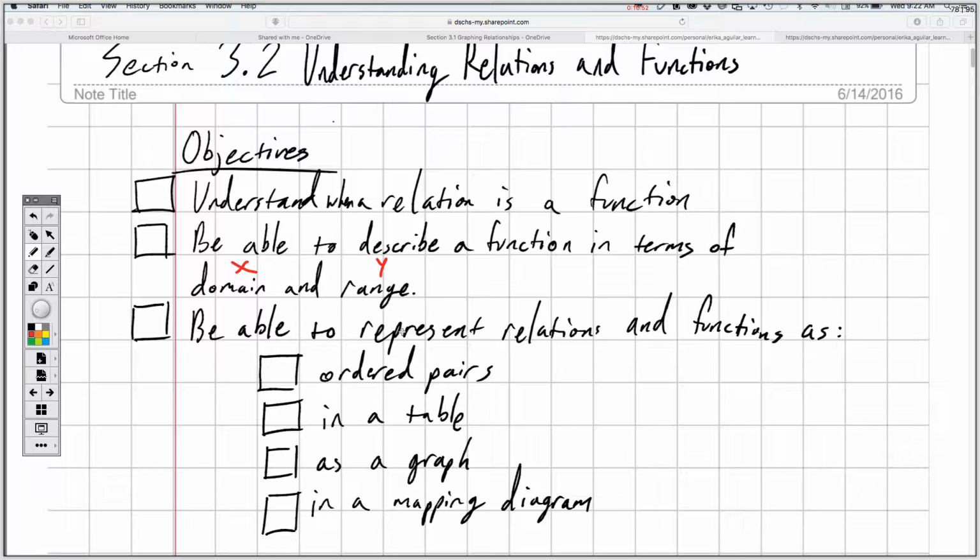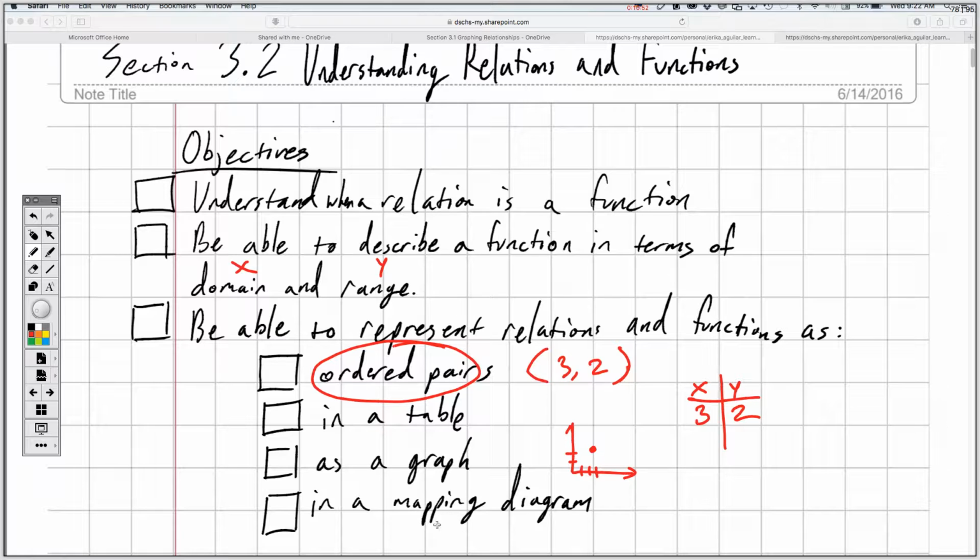Be able to represent relations and functions as ordered pairs in a table, an XY table, as a graph, and in a mapping diagram. So we're going to take the same information and we have to be able to see it as ordered pairs. That's where you have something like 3, 2, right? In a table, so that's something where you have a table XY, you plugged in 3, you get out 2. As a graph, well, that would just be plotting it. So 1, 2, 3, 1, 2.